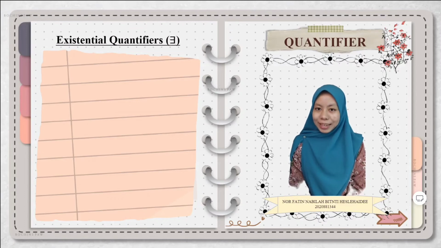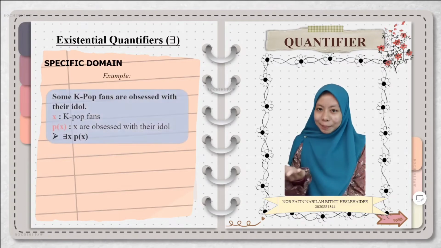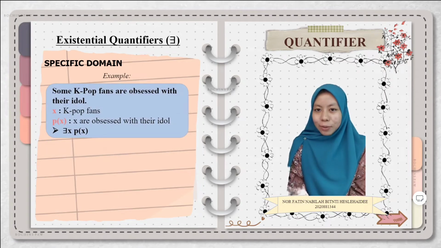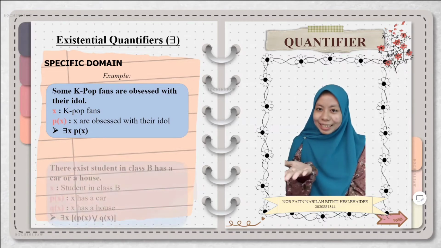Let's look at the existential quantifiers. First, let's look at a specific domain. Look at the example. Some K-pop fans are obsessed with the idol, so our domain is K-pop fans. Meanwhile, our P(x) is x is obsessed with the idol. So look at the answer.